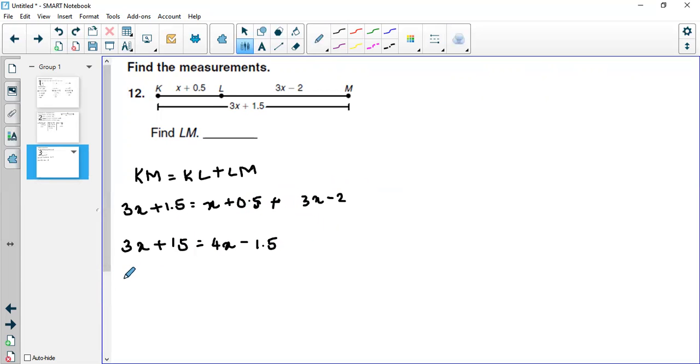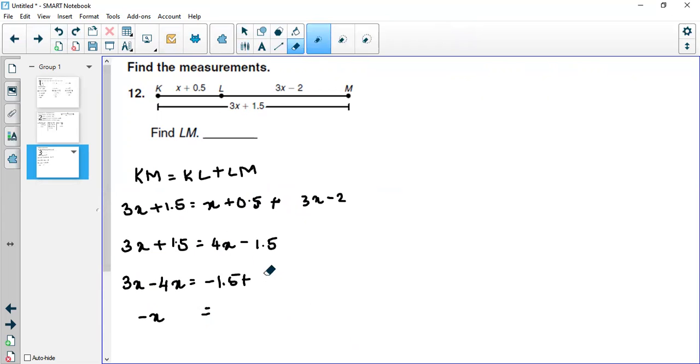Okay, now the rule remains the same. Move everything to one side. So 3x minus 4x equals negative 1.5 plus 15. So this is going to give me a negative x, right, is equal to, is this 1.5, not, this is where I make mistakes. Just like you, I make mistakes too.